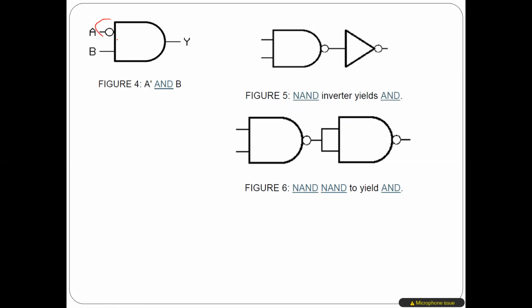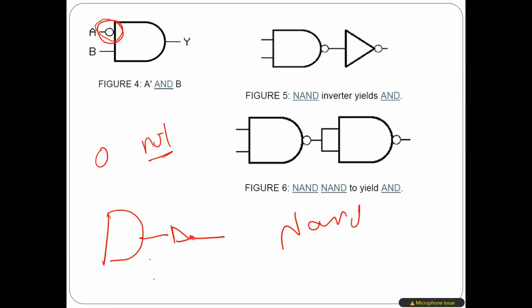Sometimes we use a bubble like this one in the input. So what does this bubble mean? Always, guys, this bubble means NOT, an inverter, okay? So when I told you if I have AND, and then after it I put an inverter, that's what we call NAND, right? The way we draw this NAND is just to put a bubble here, this way.